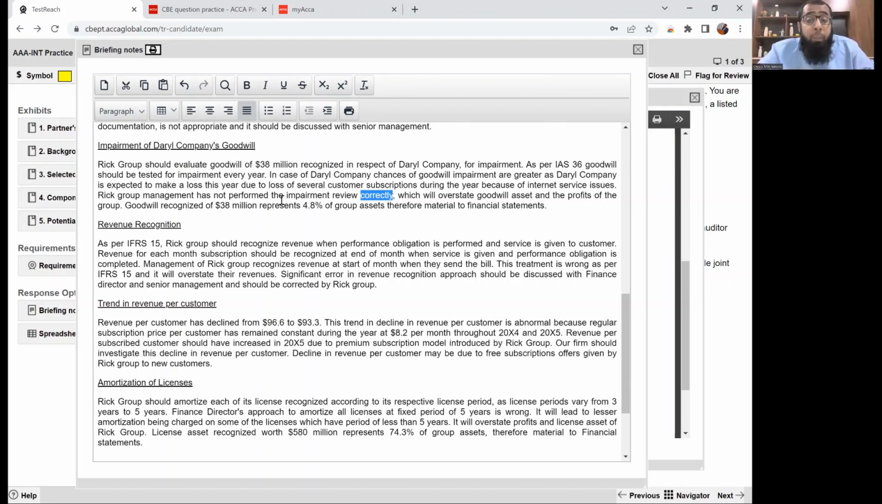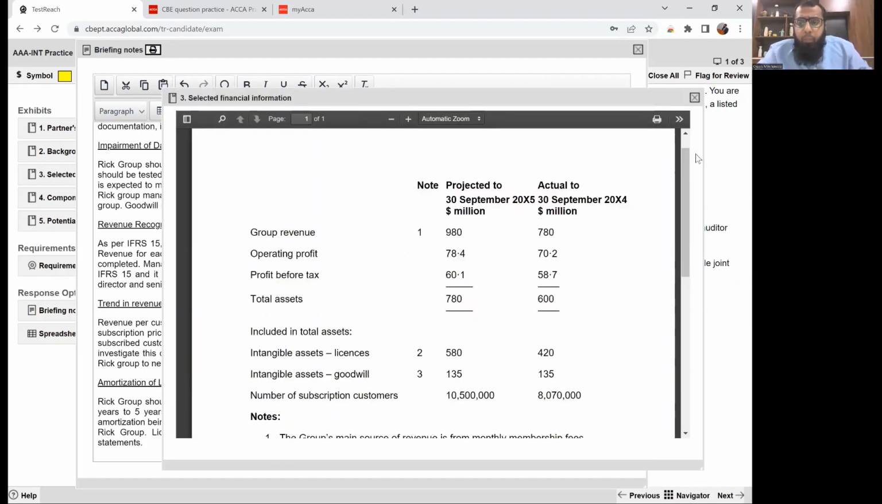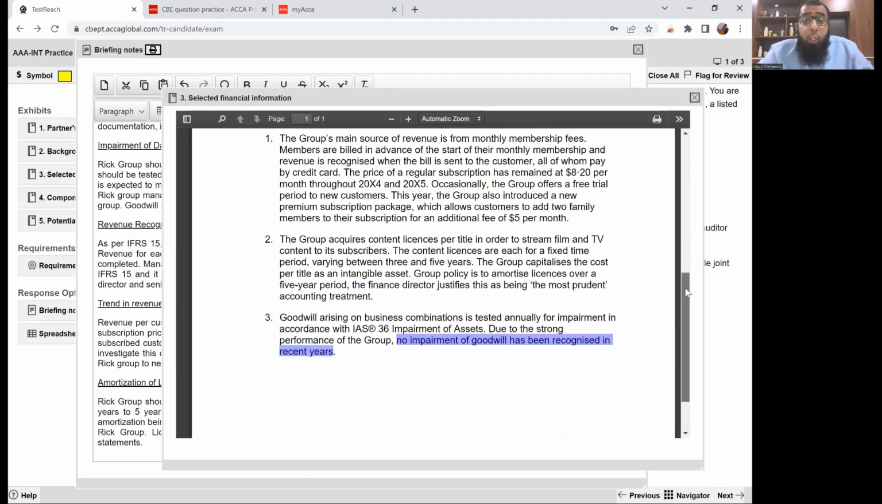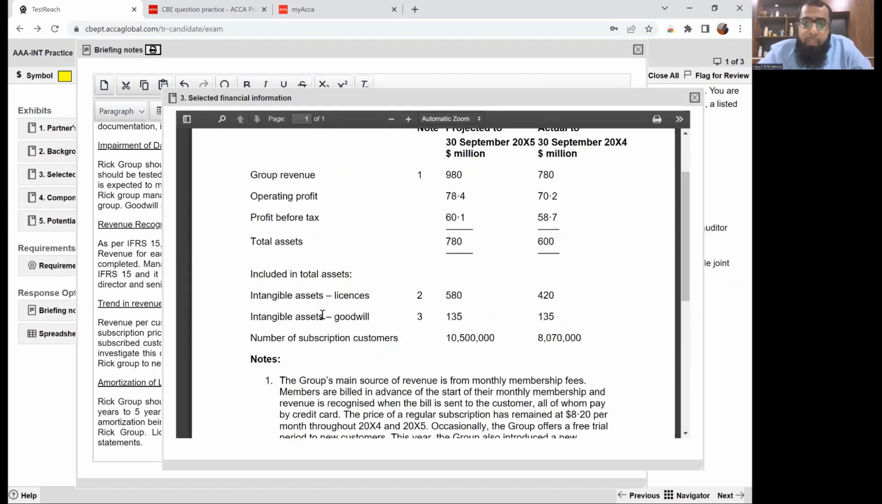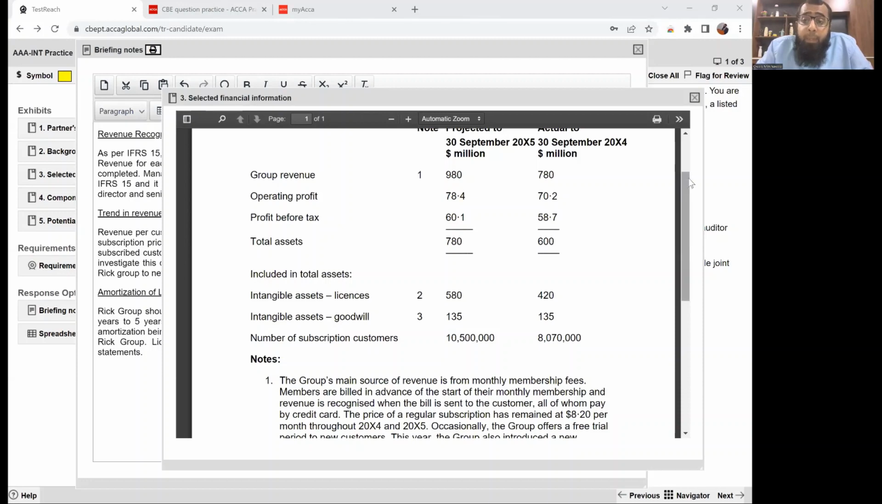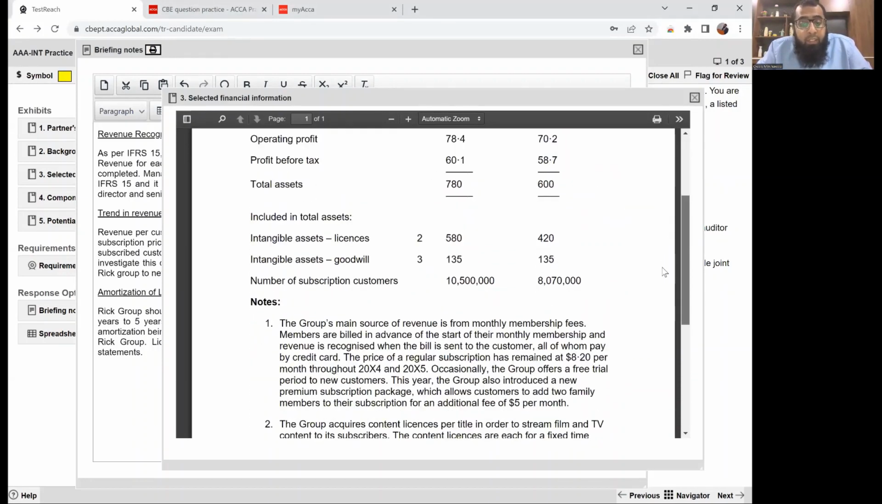Maybe the entire group is performing well. But if the Darrell Company is not performing well, then we have to recognize impairment on Darrell Company specifically. So Rig Group management has not performed the impairment review correctly, or maybe they mix the performance of Darrell Company with the entire group performance. Okay. So we have already stated a point in this regard. So if you look at this, note 3, we already wrote a point on it. So revenue, operating profit, PBT, all of them is. Now in Exhibit 3, we are done with the entire selected financial information.